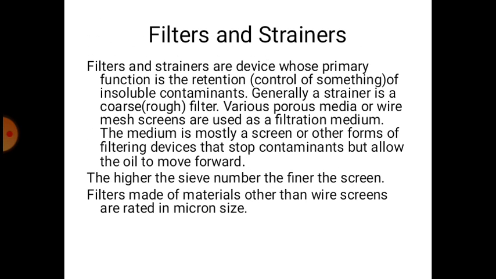Filters and strainers. Filters and strainers are devices whose primary function is the retention of insoluble contaminants. Generally, a strainer is a coarse filter. Various porous media or wire mesh screens are used as a filtration medium. The medium is mostly a screen or other form of filtering device that stops contaminants but allows the oil to move forward.